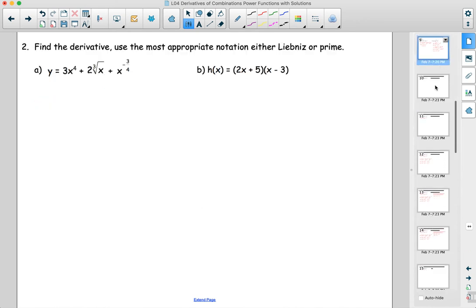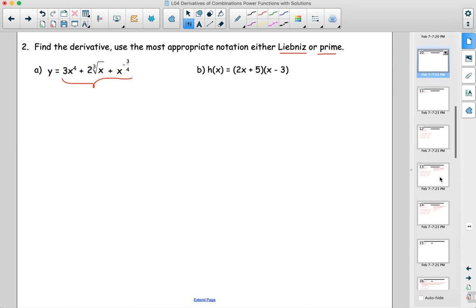All right, we'll move on to the next one. Again, find the derivative using the most appropriate notation: Leibniz when it's y, prime notation when we're using f, g, or h of x. Step one, we're going to look at this. Are these all written in the proper form? Are they all power functions? If they're not power functions, then we're going to have to massage first and write them as power functions.